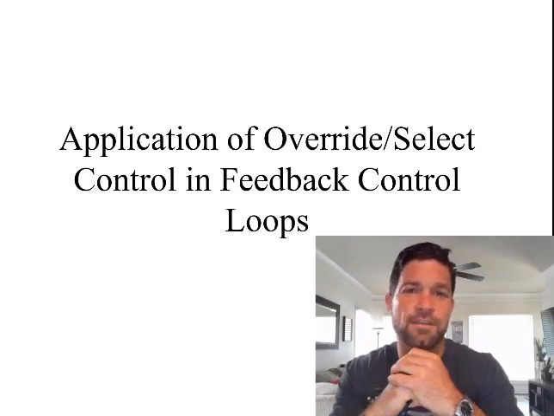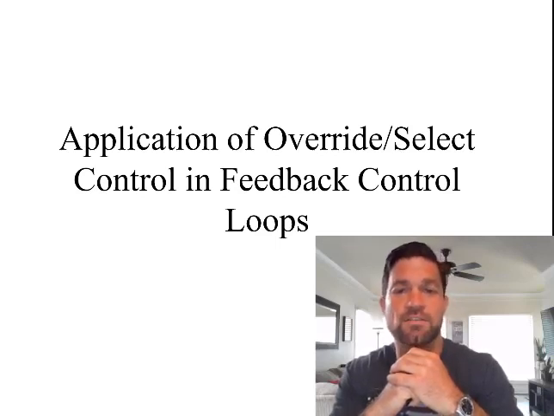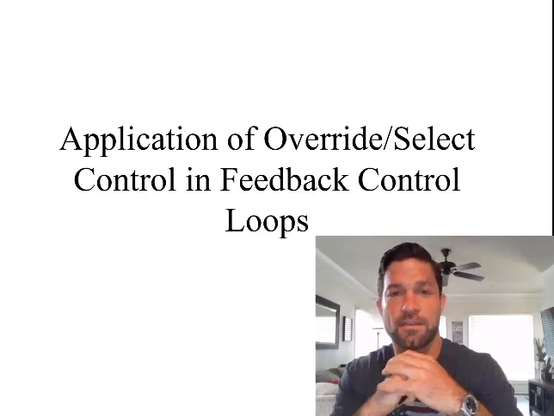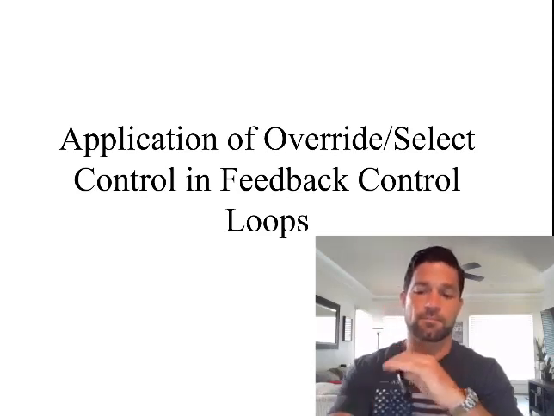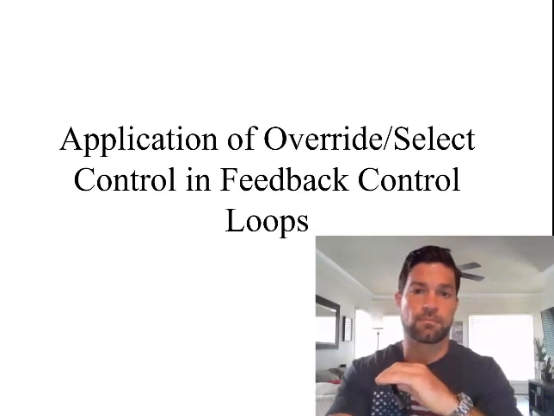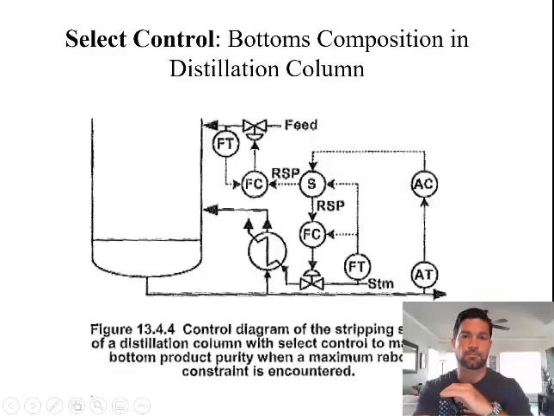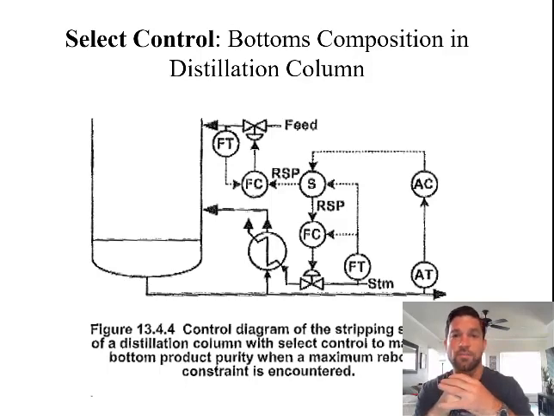Hey everyone, in this video we're going to discuss some applications of override select control and feedback control loops, and we're going to do this mostly by going through a few examples. Alright, so first we're going to discuss a few applications of select control. For the first example, we'll go through and discuss how select control works for controlling the bottoms composition in a distillation column.